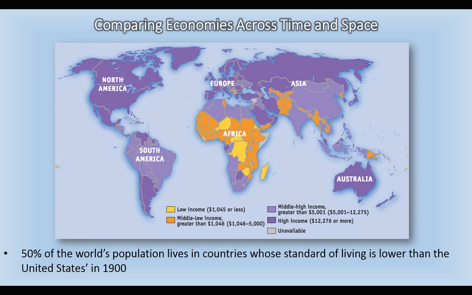So 50% of the world's population today lives in countries whose living standard is lower than the United States in 1900. So it's easy for us to just be in our little bubble and ignore what we've got in relation to the rest of the world because it's just not right in front of us. But even if you compare the living standards of people 110 years ago to everybody today, half of the world is still living in conditions worse than that. So there's a lot of improvement that needs to happen throughout the entire world.